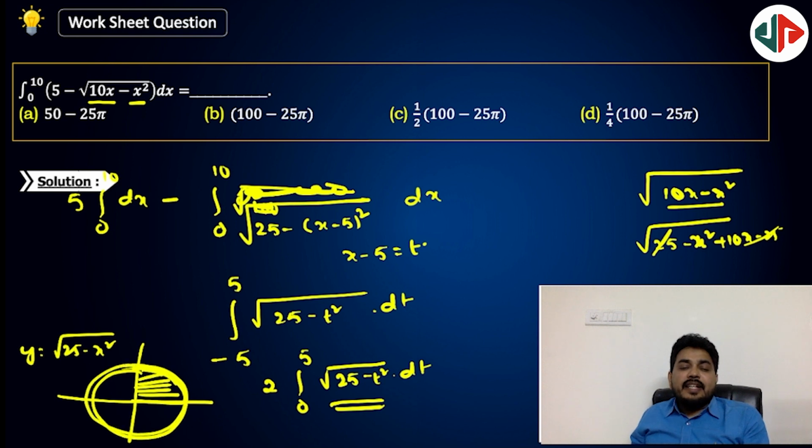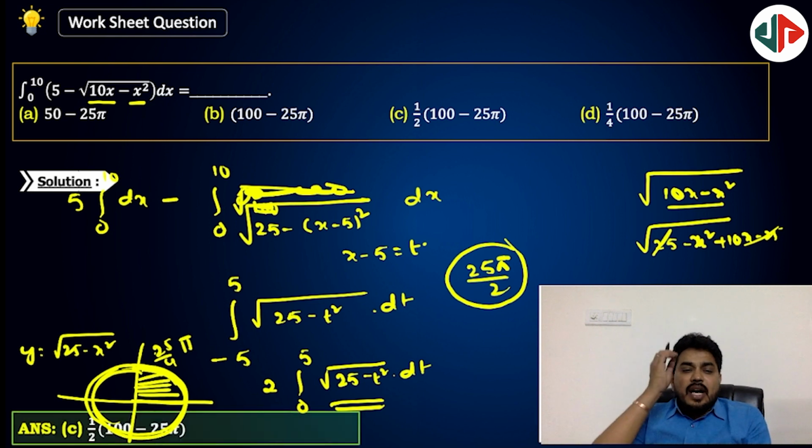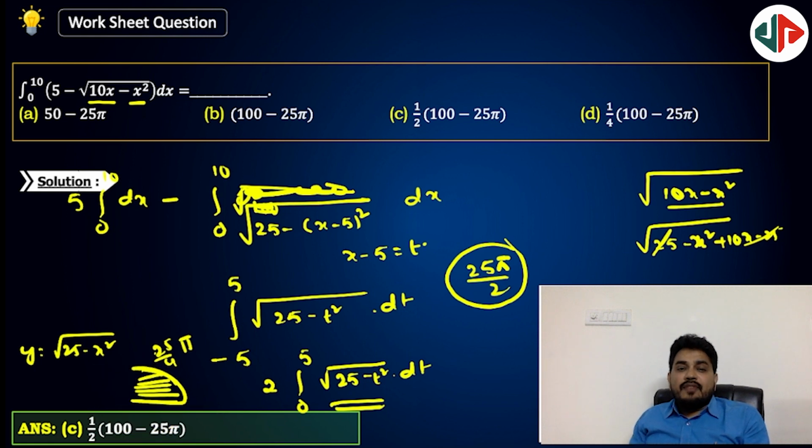It is 1/4 of the circle. The radius is 5, so the area is pi r square, which is 25 pi. So 1/4 of this one is 25 by 4 pi. So 2 times that is 25 pi by 2. So the outside is 50 minus this one. So the answer is equal to, your answer is not visible for you people, so the answer is 1 by 2 of 50 minus 25 pi by 2. So you can go ahead with the answer C.